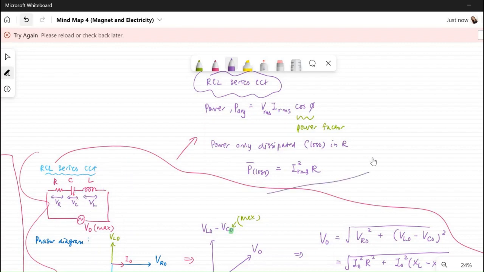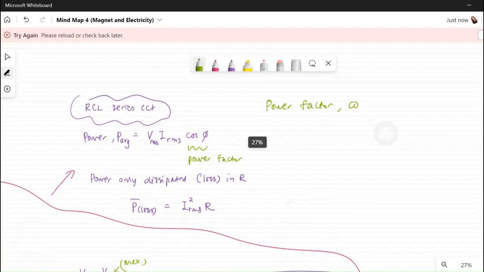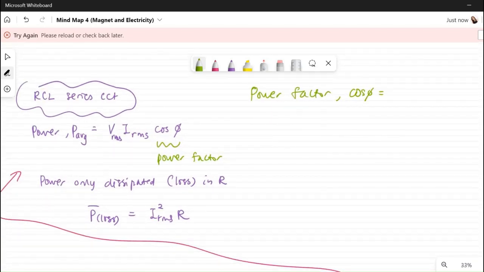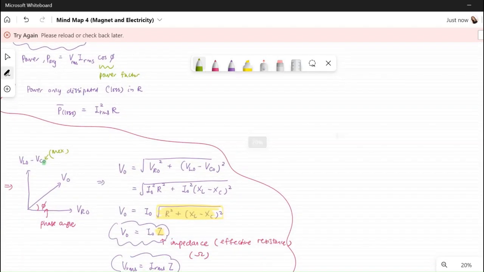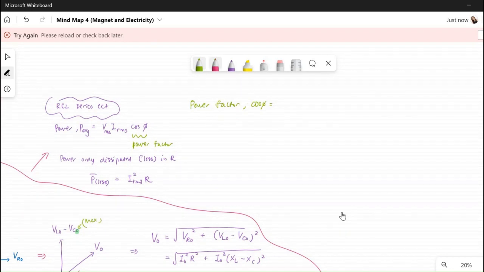And how can we get the power factor expression? How can we find out the value of the power factor? Power factor is equal to cos phi. If we refer back to the phasor diagram, cos means adjacent divided by hypotenuse, so the power factor will be V R naught divided by V naught.